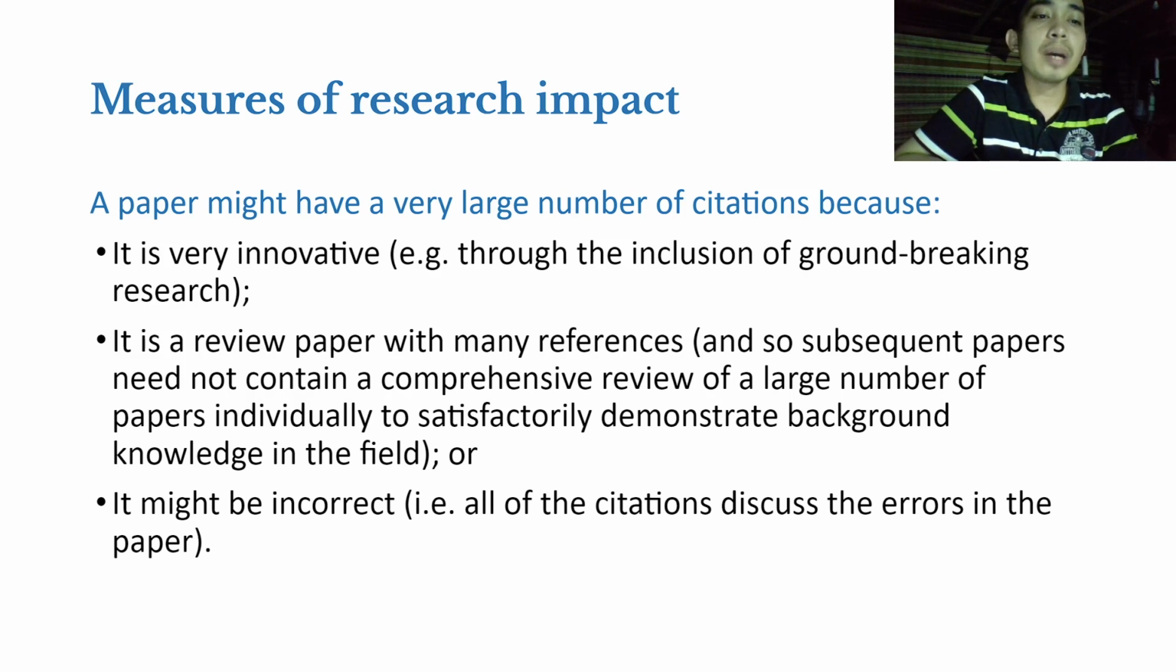So, a paper might have a very large number of citations because it is very innovative, for example through the inclusion of groundbreaking research. Number two, it is a review paper with many references, and so subsequent papers need not contain a comprehensive review of a large number of papers individually to satisfactorily demonstrate background knowledge in the field. Or number three, it might be incorrect.